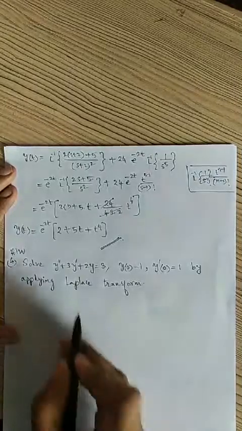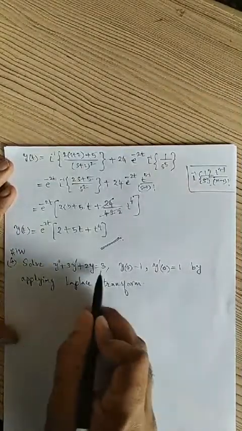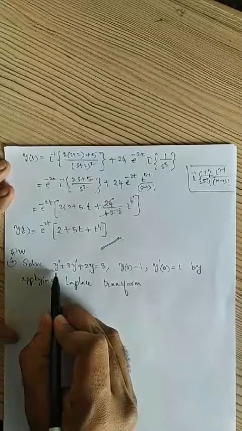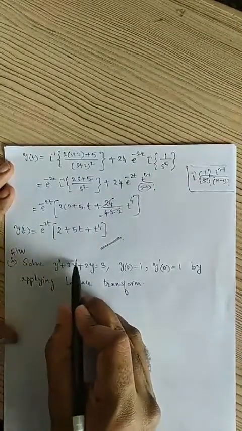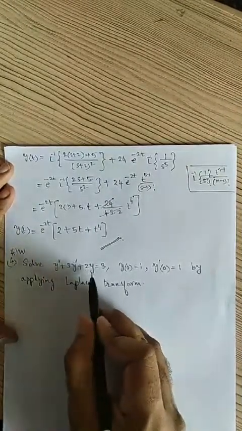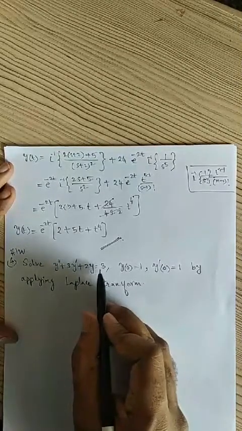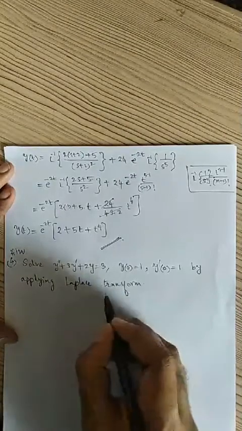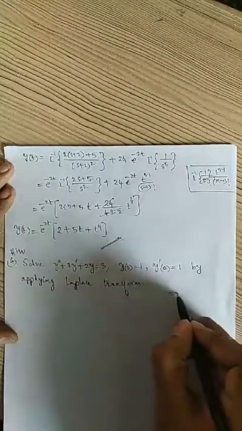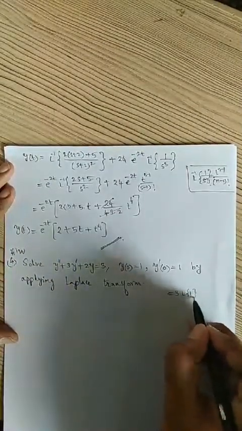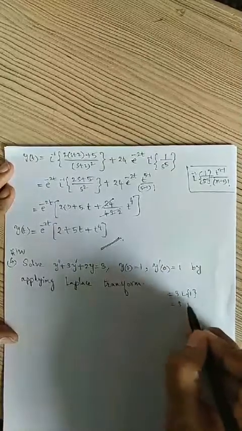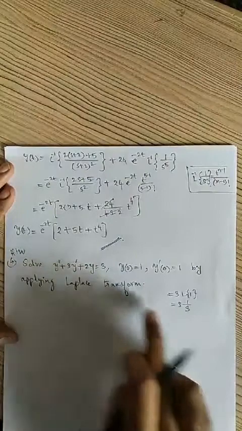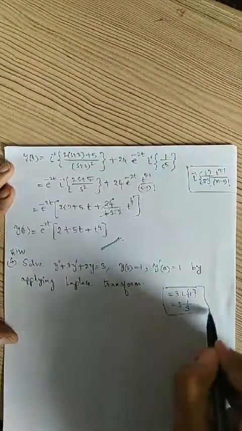See what we have to do: we have to apply Laplace transform on this. We will get Laplace transform of y double dash here, and 3 into Laplace transform of y dash here, plus 2 into Laplace transform of y equals 3 into Laplace transform of the right hand side. What we will get on the right hand side: 3 into Laplace transform of 1, which is 1 by s. On the right hand side you have to carefully do this.